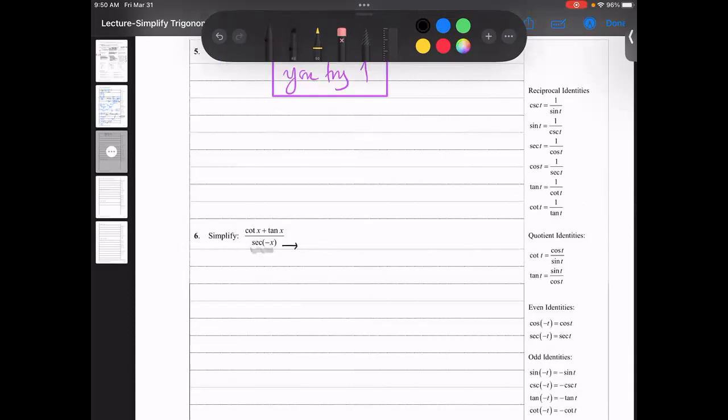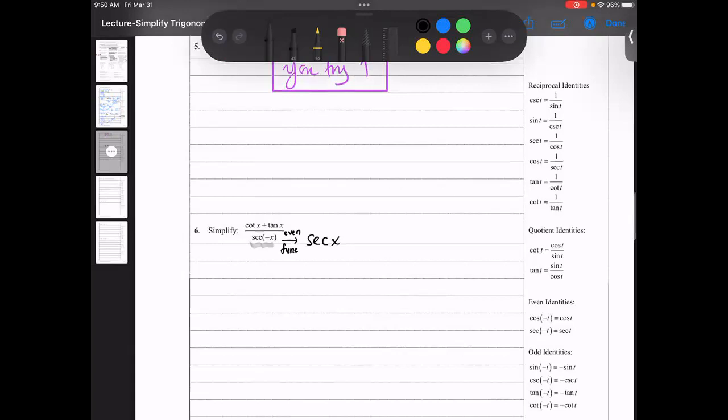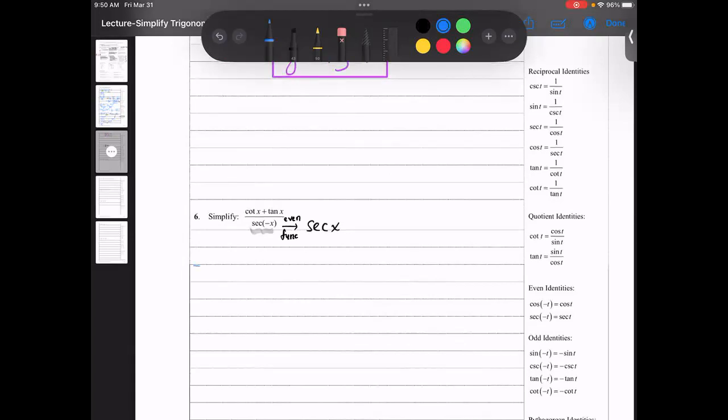Secant of negative x is an even function, so it becomes secant x. It's an even function. Let's rewrite this. Cotangent x is turned into cosine x over sine x. Tangent x is turned into sine x over cosine x.